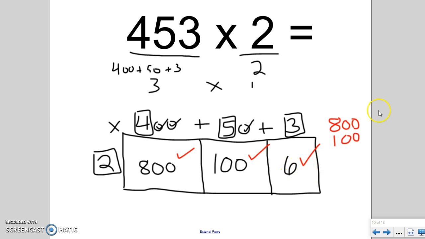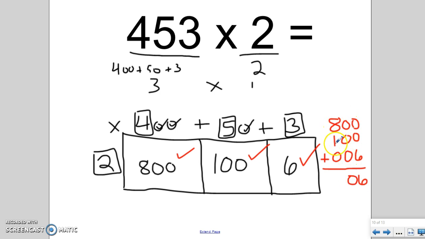Well, this 6 is actually worth 6 ones, and the ones place is right here. So I'm going to line that up here. 6 doesn't have any tens, and it doesn't have any hundreds. So here I go, guys. I've lined up all 3 of my numbers. 0 plus 0 plus 6 is 6. 0 plus 0 plus 0 is 0.